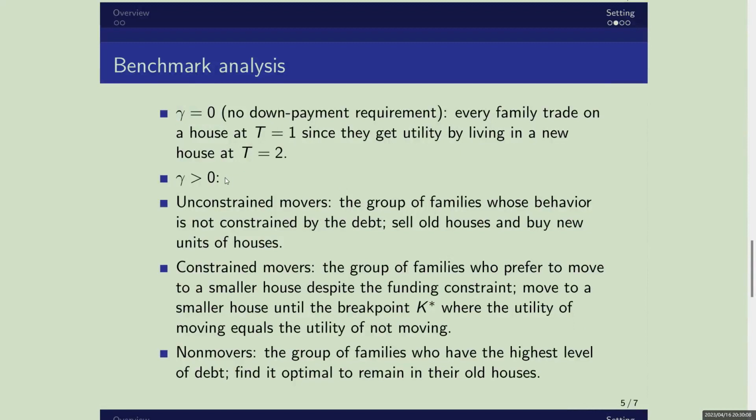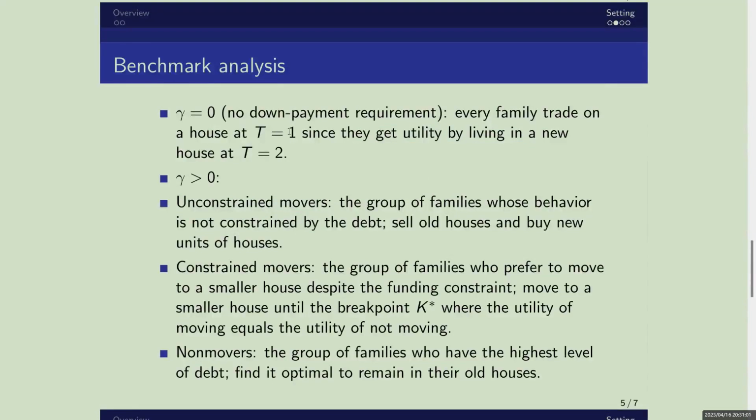which is very intuitive and uninteresting. So let's turn to a more interesting case where gamma is positive. Under this scenario, there can be three potential families. The first family, we call them unconstrained movers. They refer to the group of families whose behavior is not constrained by the debt. So what they are going to do at t equals 1 is very simple, because they are not constrained by the debt, and they also get utility by living in a new house. What they will do is sell old houses and buy new units of houses at t equals 1.